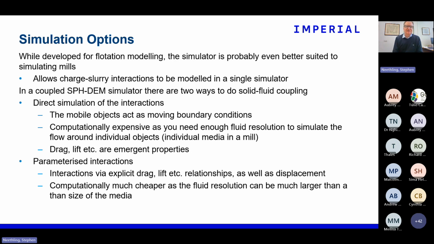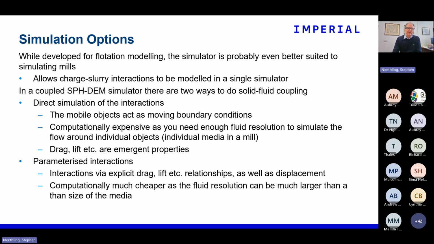The disadvantage of this way of doing it is that it's computationally very, very expensive. And that's because you need a much higher fluid resolution than the size of your individual particles in the media, because you need to be able to model the fluid flow around every single individual particle. The advantage, though, is you don't need to actually know any relationships for drag, lift, etc. They're emergent properties. The fluid flow around your particle gives you drag. You don't need to give it a drag relationship.